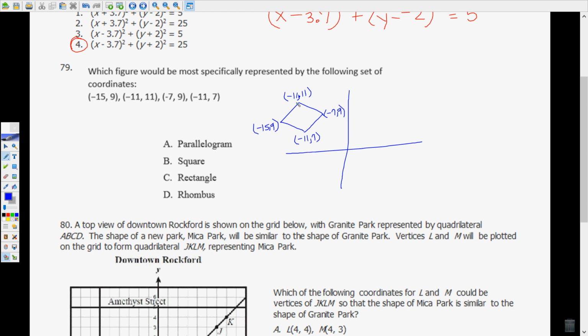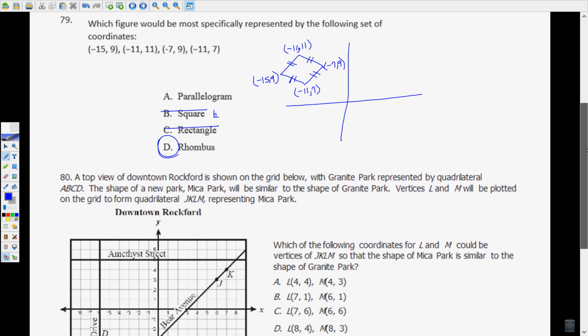And if you find the lengths of each side, you'll find that they're all equal. You know by graphing this that it's not a square or a rectangle, because those both have 90-degree angles in them, 4 90-degree angles. So it's between parallelogram and rhombus. So you check the lengths of the sides to see if they're equal. A rhombus has 4 equal sides. And when you check those sides using the distance formula, you'll see that they are equal to each other.